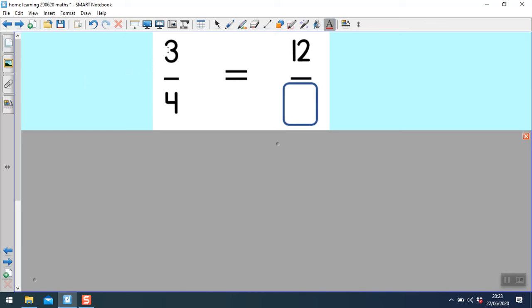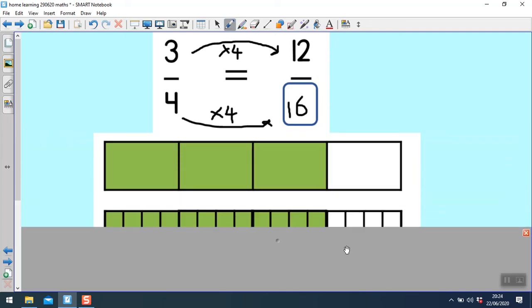So it's hard at this time to think, what do you multiply 3 by to get 4? But you can go this way. What do you multiply 3 by to get 12? You multiply it by 4. So here you multiply the denominator by 4. Whatever you do to the bottom, you do to the top. Whatever you do to the top, you do to the bottom. So if you multiply the numerators by 4, you multiply the denominators by 4, and you get 16. So 3/4 is equivalent to 12/16.